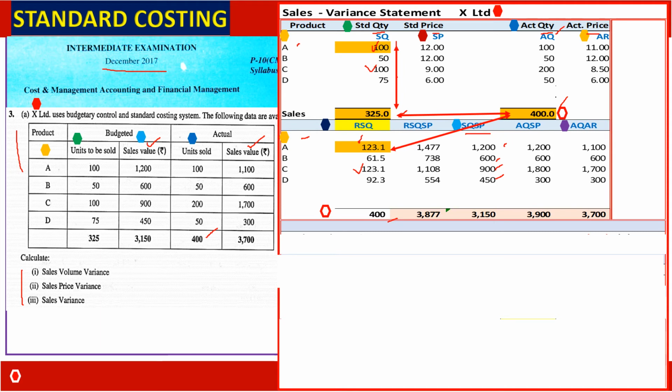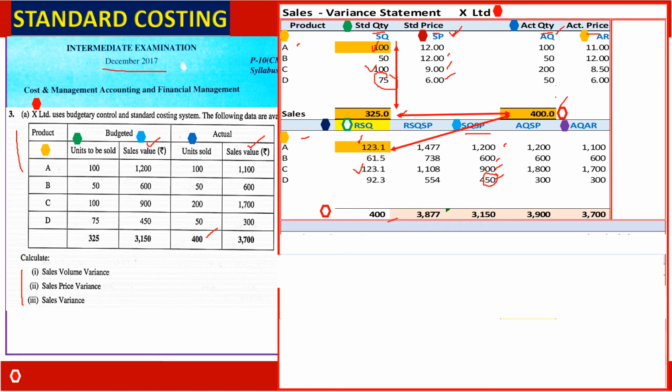Once we derive that, we have to ensure that we get this particular price. How do we get it? SQSP divided by SQ is SP. We derive this price. 1200 by 100 is 12. 600 divided by 50 is 12. 900 by 100 is 9. And 450 divided by 75 is equal to 6. That way we derive the SP.